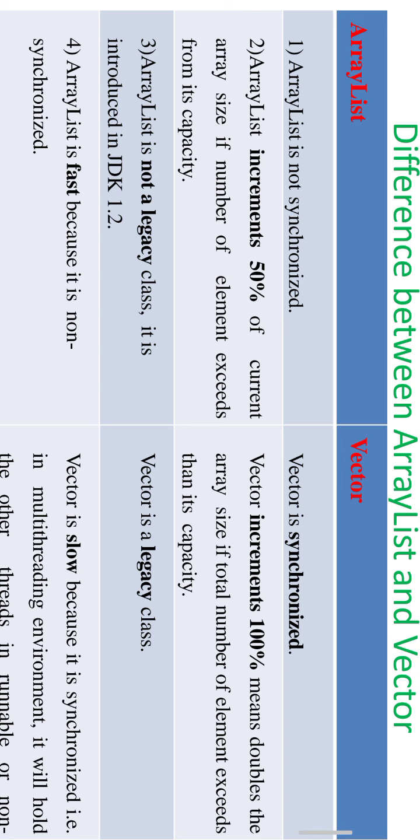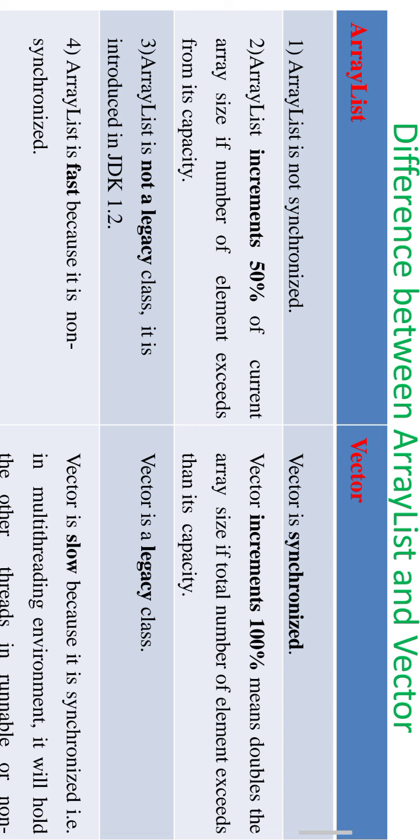So what does legacy class mean? Before JDK 1.2, up to that version, collection frameworks were not available in Java. They used legacy classes to store a group of objects. To store a group of objects, they used the concept of legacy classes.